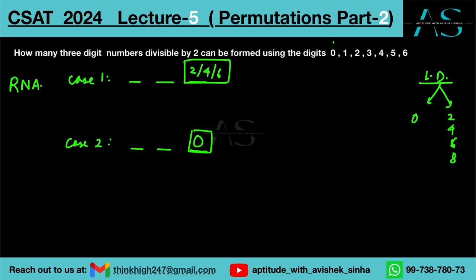How many options to fill the last spot? We have got 3 ways. How many ways can you fill? You have got 3 options, so 3 ways. Now, you cannot place 0 here.